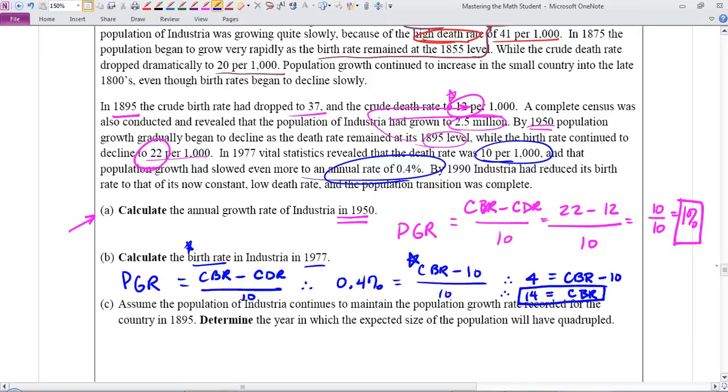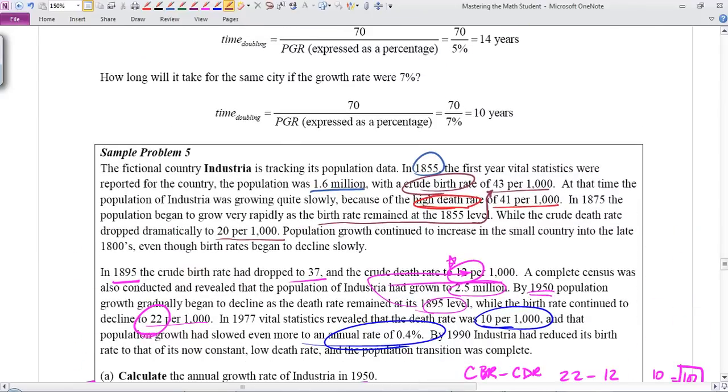All right, so now on part C, they say assume that the population of Industria continues to maintain the population growth rate recorded for the country in 1895. I go back and find that data. Determine the year in which the expected size of the population would have quadrupled. Well, first, I don't think they gave me the PGR. 1855, first year, went to crude birth rate, crude death rate, but I don't see a growth rate in here. It just says it continued to increase, but it doesn't tell me what that was. So I need to figure that out first. So let's get that first.